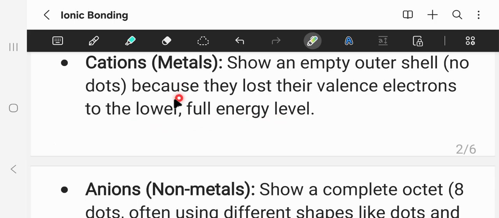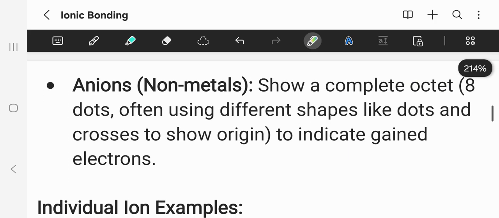So this one will not have any electrons around it because of the loss that takes place, the cations. Then when we move on to the anions, remember the anions are the ones that need electrons, and these ones are nonmetals. So here we have to show a complete octet of dots. It means we have to show 8 dots to say that this particular atom or element is stable. Why? Because it has gained the number of electrons it needed to have 8 valence electrons.